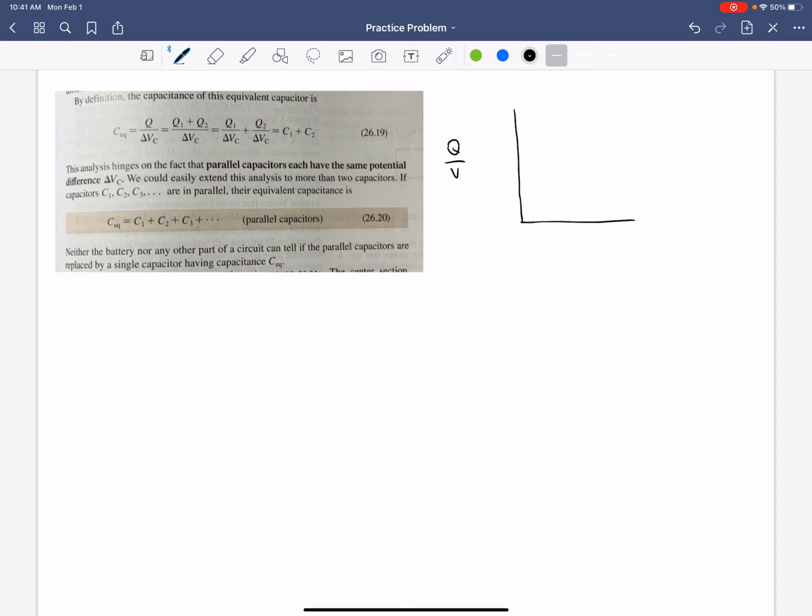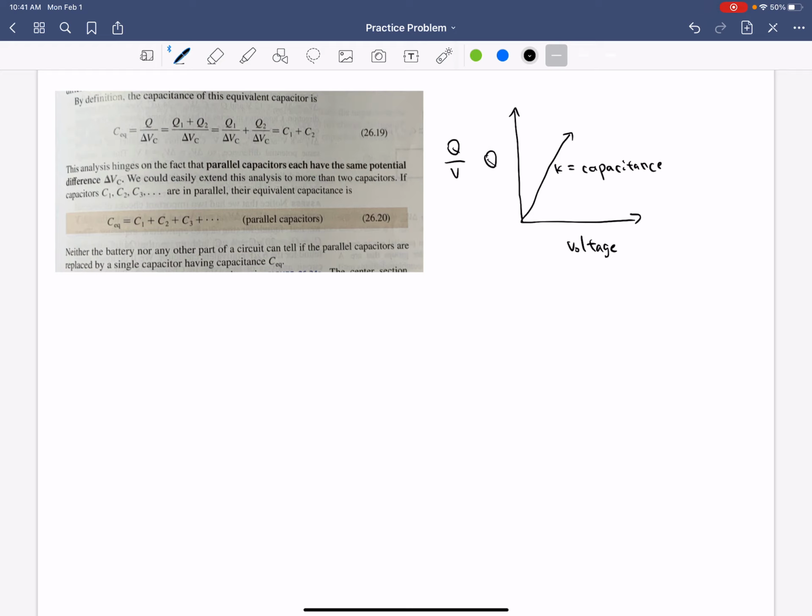We got that by looking at this graph. This is Q, the charge, and this is voltage, and the slope is the capacitance. And as the line gets steeper, the capacitance is bigger.